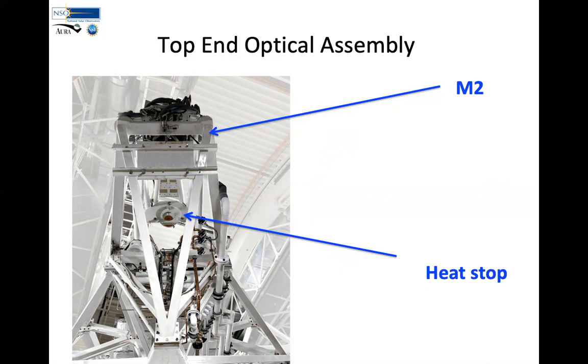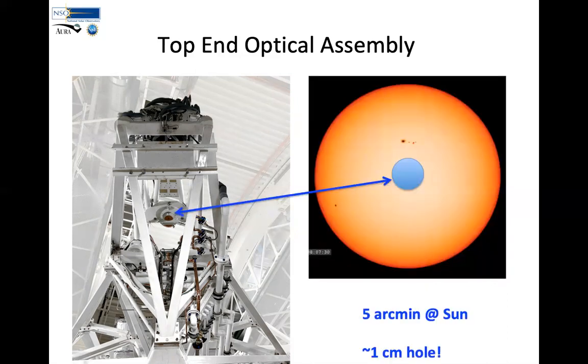The field that the heat stop lets through is about 5 arc minutes over the sun. The sun has a diameter of about 30 arc minutes, so it's about a centimeter hole. At that point in prime focus, you have a hole of a centimeter that lets through whatever solar light you will analyze further down the line with your instrument.